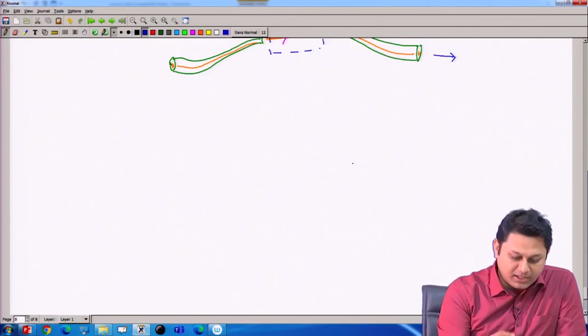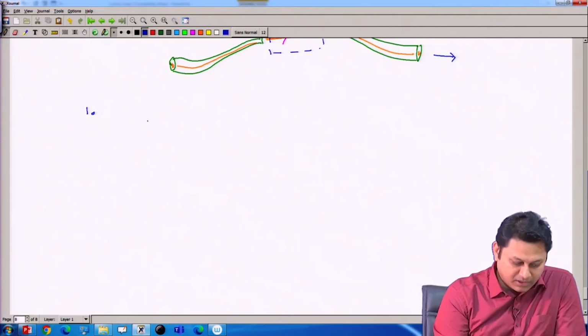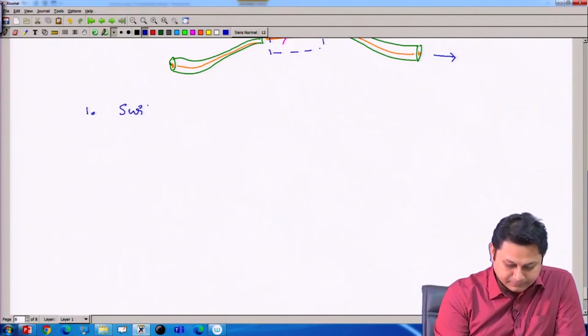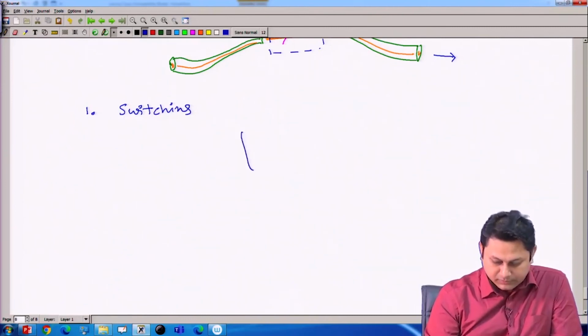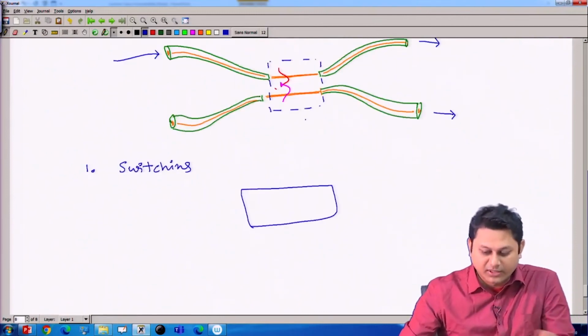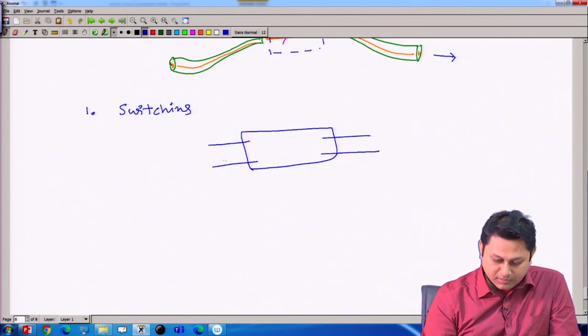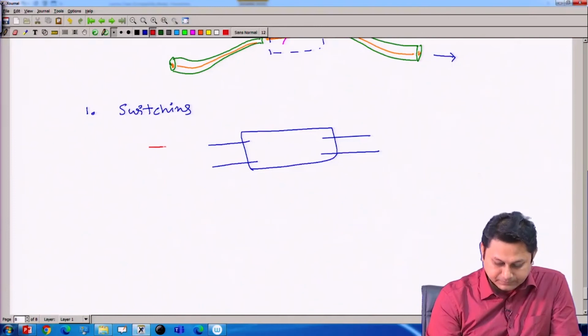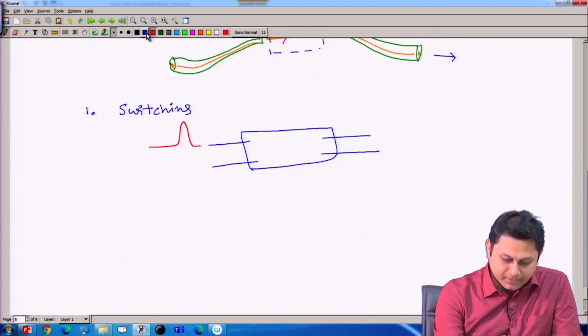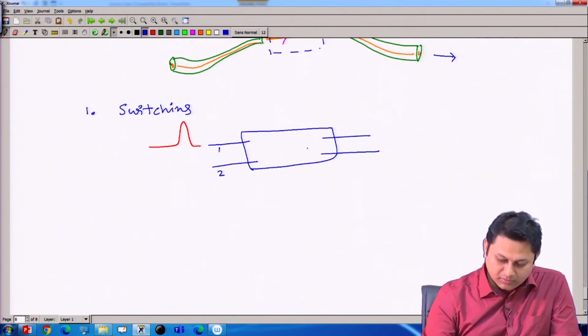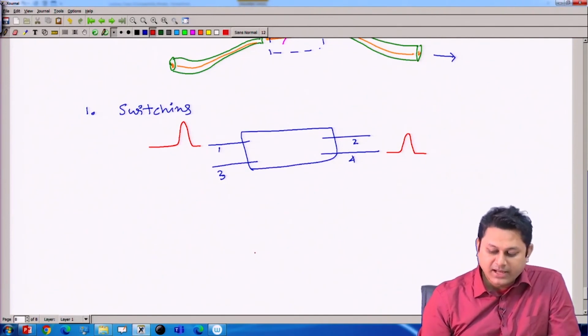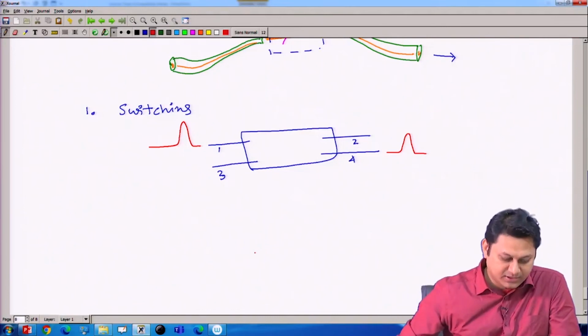So, let me quickly point out what kind of applications one can think of. First is, say, switching. So, this is the port, this dotted region, and I am launching a light here. This is 1, this is 2, this is 3 according to our notation, and this is 4, and the light will come here. So, I launch the light in port 1, and in the output the light is coming into port 4. So, this is called switching. So, I can switch the light.